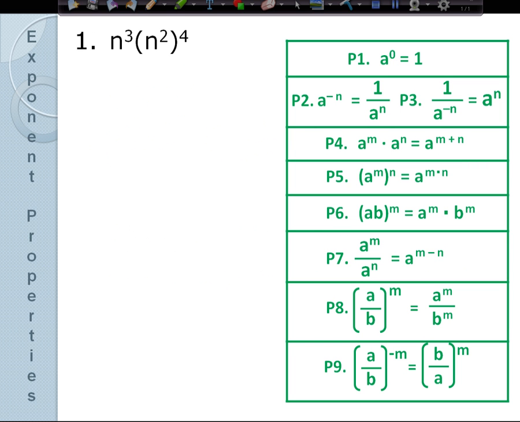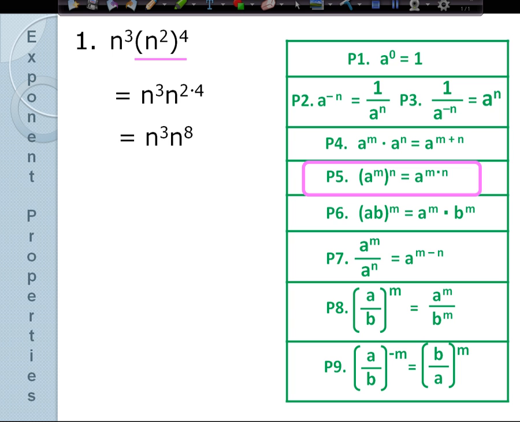It says n to the third, parentheses, n to the second power, parentheses, to the fourth power. So we're going to be using multiple properties today. The first one we're going to look at for number 1 is the power to a power. So that's property number 5. It says if we have a power raised to another power, we can multiply those exponents. So this is n to the third, n to the 2 times 4 power. So that's n to the third, n to the eighth, because 2 times 4 is 8.